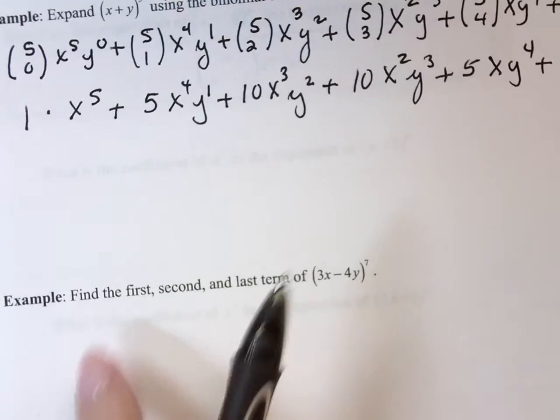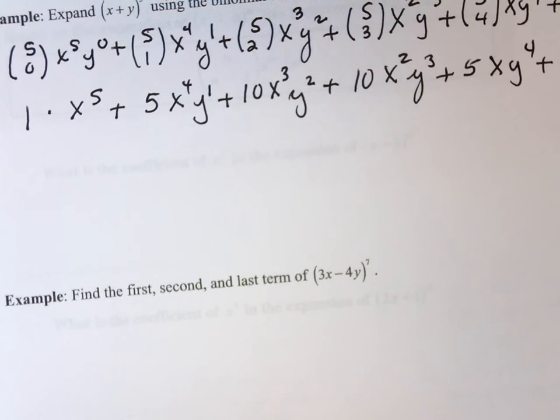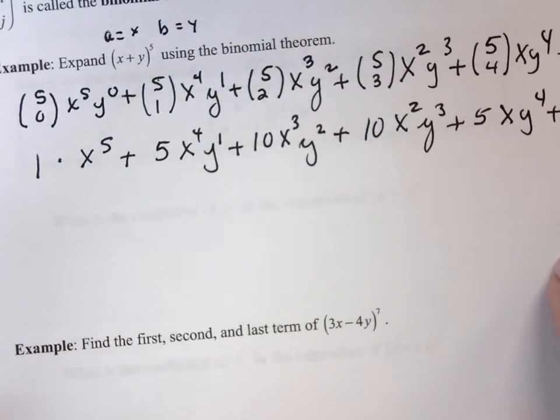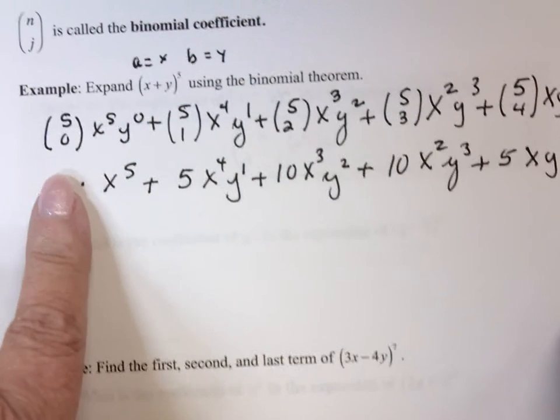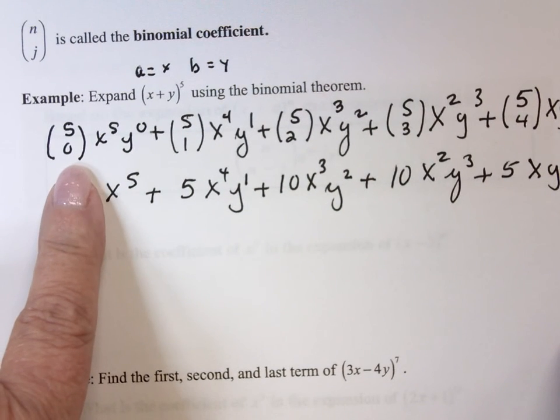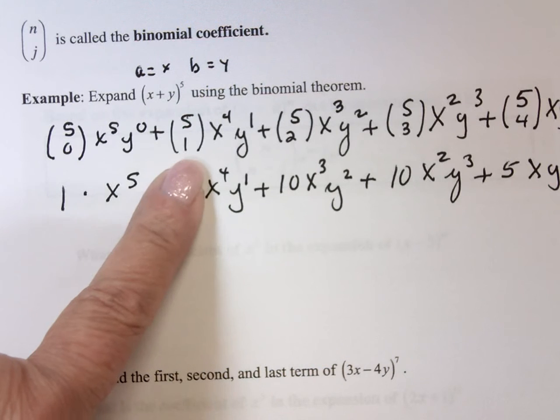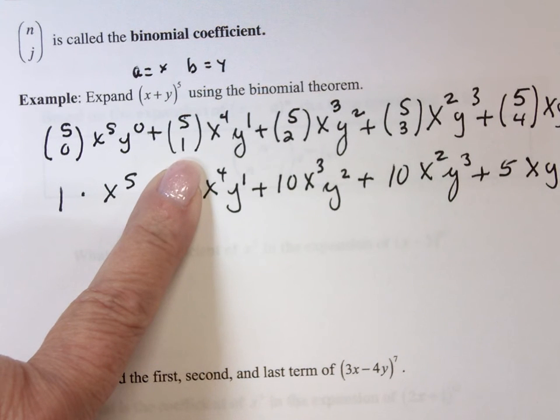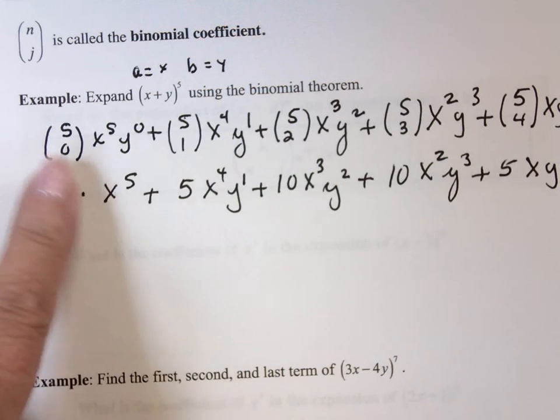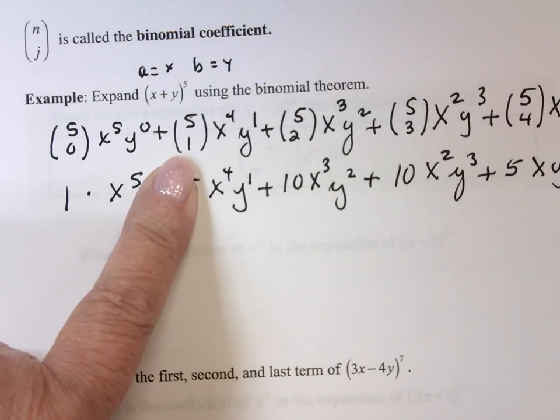It says find the first, second, and last term. Now this is what you want to pay attention to when you finish this on Monday. The first term is 5 choose 0. We start at 0. The second term is not 2, it's 1. So it would be n choose 0, n choose 1 is the second term. The last term is n choose n. So you're always one number off in that second position.